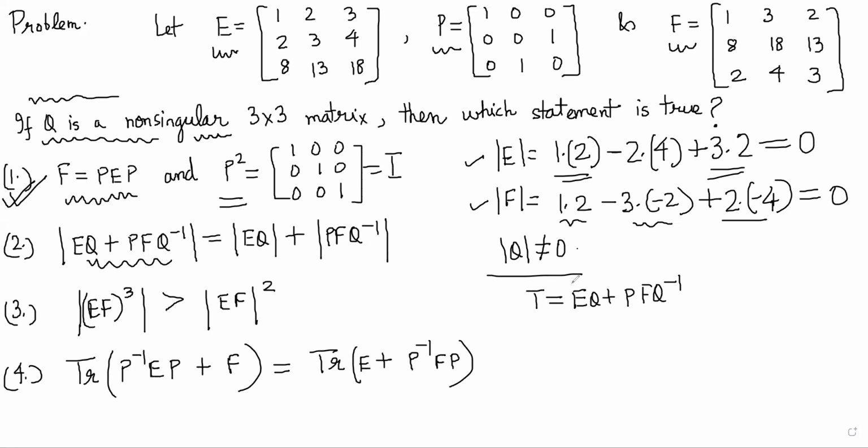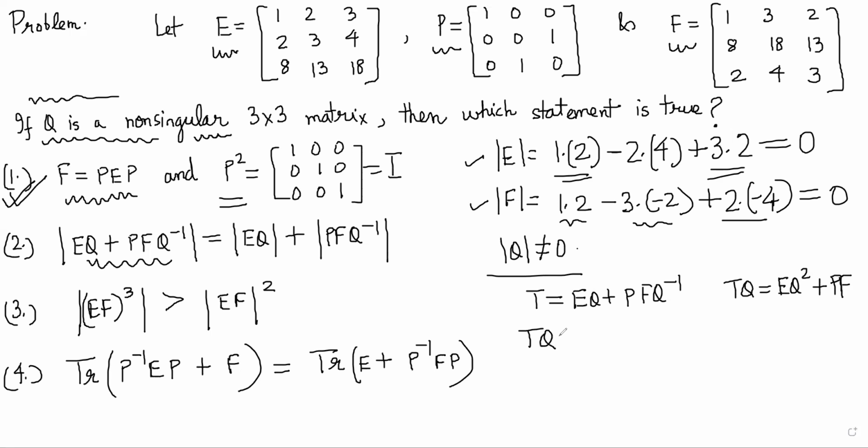So directly finding the det will be difficult because we have a sum of two matrices. So let's see if we can use some properties. So we'll post multiply with Q on both sides to remove this Q inverse part. So TQ will be equal to EQ square plus PF, right? TQ is EQ square plus PF.